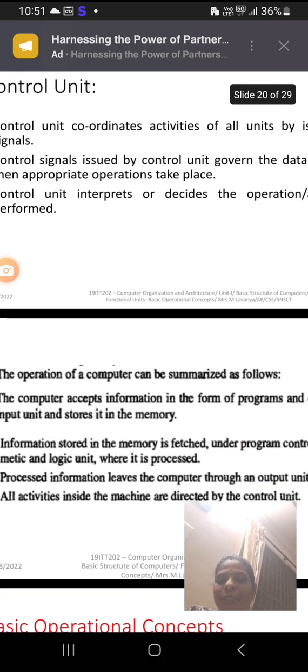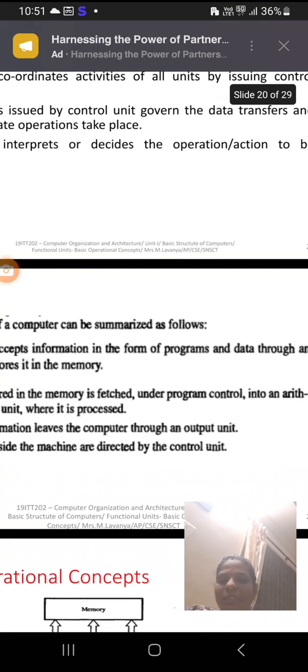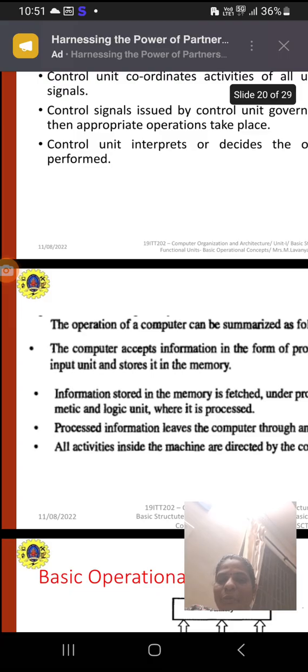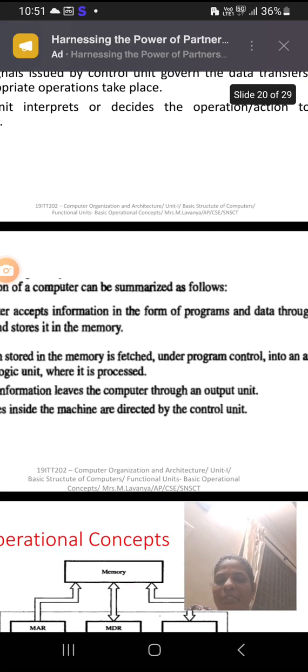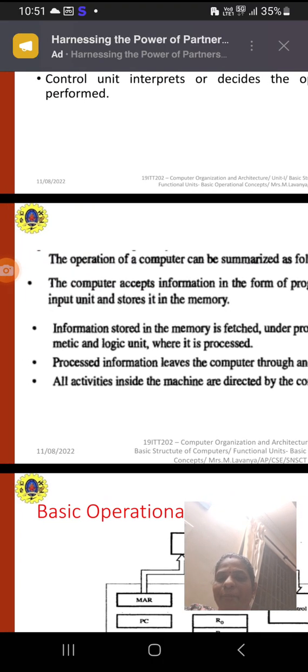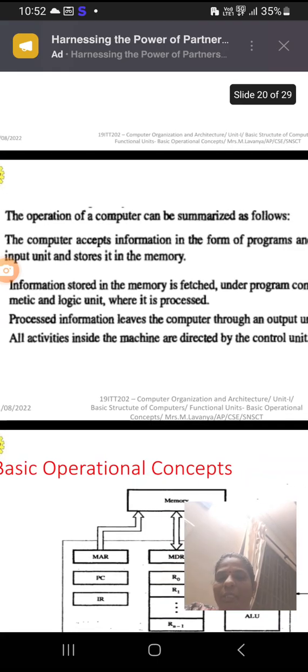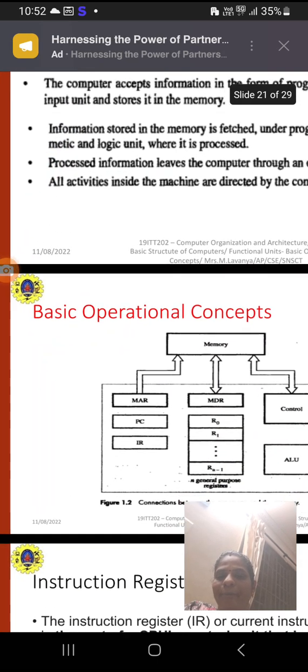The operations of a computer can be summarized as follows: accept the information in the form of a program and data through an input unit and store it in the memory. The information stored in the memory is fetched under program control and sent into the arithmetic and logic unit, where it is processed. The processed information leaves the computer through an output unit. All the activities of the machine are directed by the control unit.